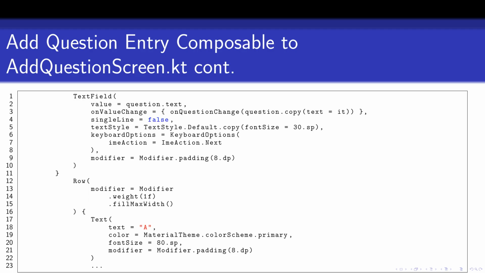The top row of the form contains a text field for the question itself. It allows multi-line input and uses a large font size for readability. The keyboard is configured to show a next action, and padding is applied for spacing. Each keystroke updates the ViewModel with the current question text, ensuring the UI stays in sync with the backing data.